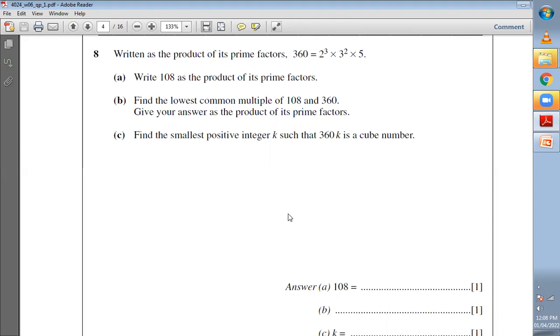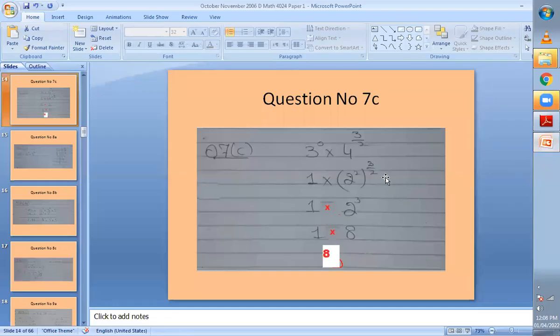Okay, so question number 8 has 3 parts. Each part is 1 mark. Let's do this.